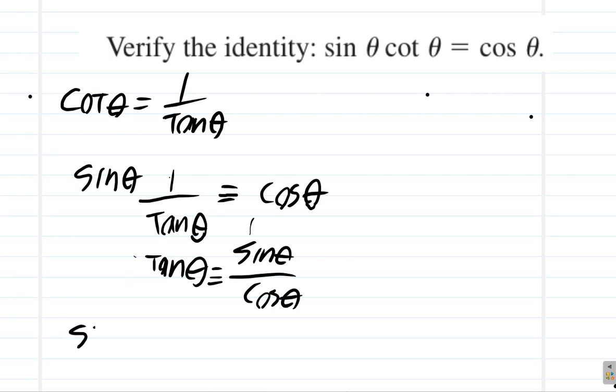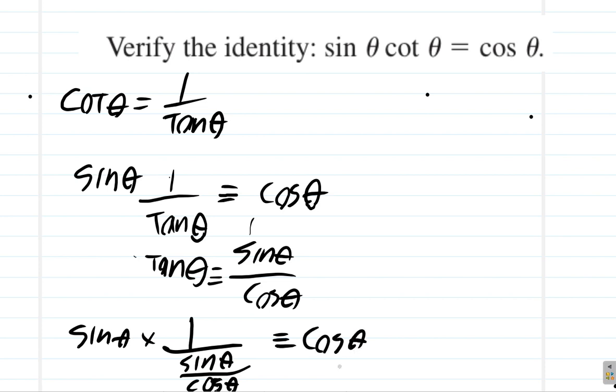So this can be written as sine theta times, not tan, times 1 divided by, right? It's 1 over tan that we have here. So it's 1 divided by sine theta divided by cosine theta. And that should be the same as cosine theta. You see that?